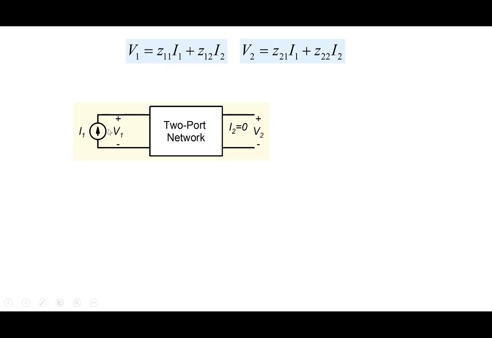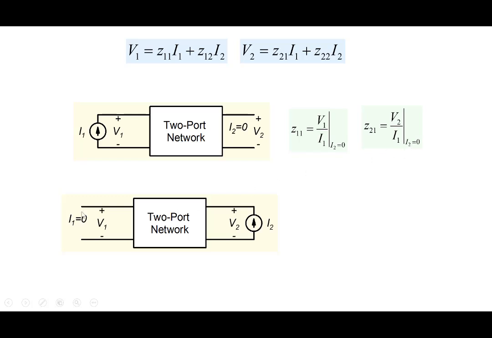We note that our two independent variables are I1 and I2. If I put I2 equal to 0, meaning open circuit here, and I apply a current source I1 here, and then you measure V1 and V2, Z11 will be V1 by I1 because I2 is 0, and Z21 will be the open circuit voltage V2 by I1. In the next case, you put I1 equal to 0, open circuit the input, apply a current I2 here, and do the same thing. Z22 will be V2 by I2, and Z12 is V1 by I2.